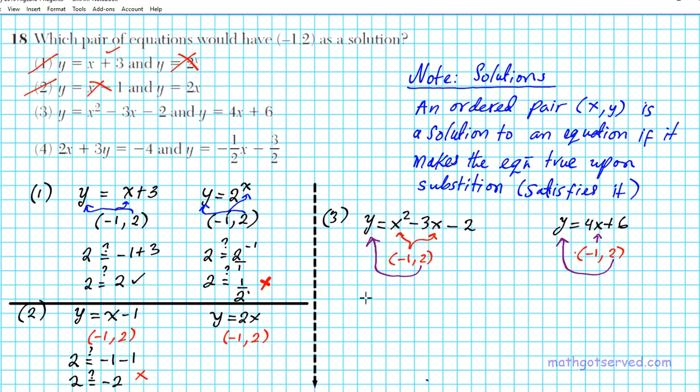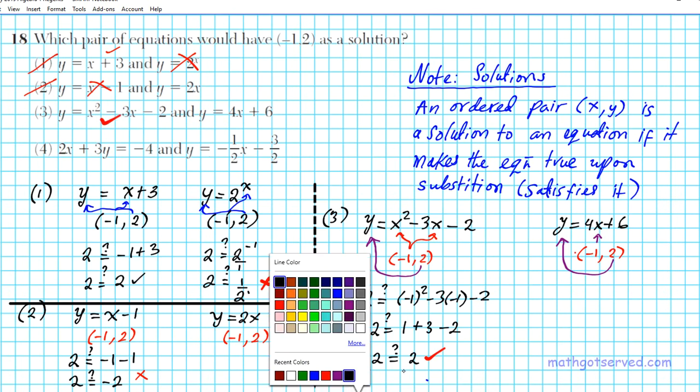For the first one, is 2 equal to negative 1 squared minus 3 times negative 1 minus 2? Simplify using the order of operations. If you square negative 1, you get 1. Minus times minus is a plus, so plus 3 minus 2. Is 2 equal to 1 plus 3, which is 4, minus 2, which is 2? Is 2 equal to 2? Absolutely. The first one is a check. We have to proceed to check the second one.